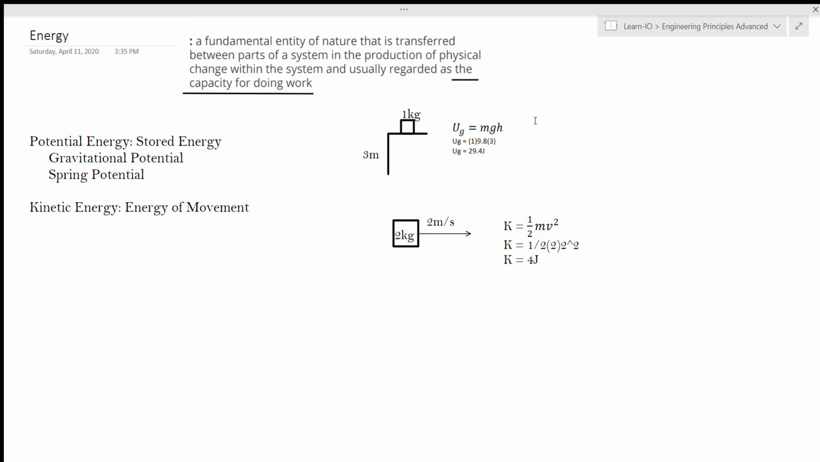So hopefully that helps you guys understand energy a little better, and the two different types of energy. We may be using this later when we're talking about mechanical advantage. So just keep it in mind for then.